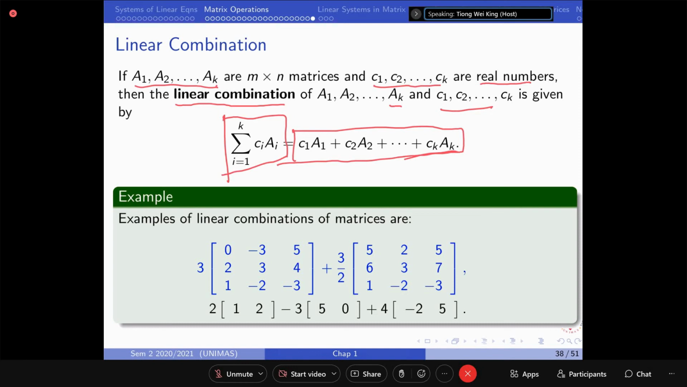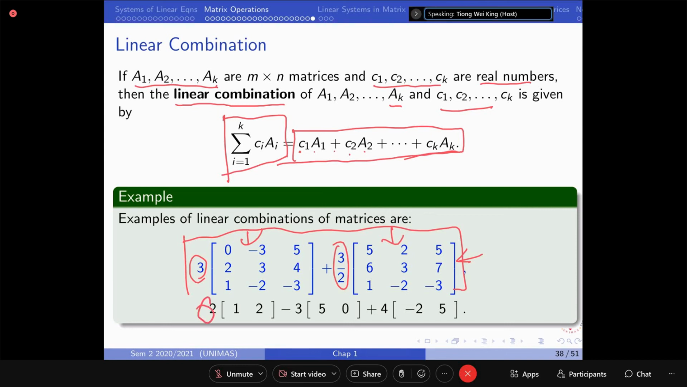So i is from 1 to K. In expansion, or in full, we write C1A1 plus C2A2 plus C3A3 until CKAK. Basically, any form of this, a C times a matrix and so on, is called a linear combination. For example here, we have a real number times a matrix plus a real number times a matrix. So this is an example of a linear combination.